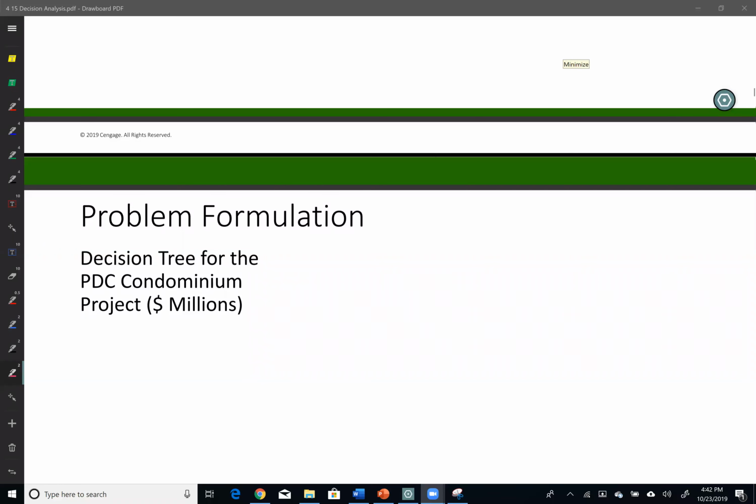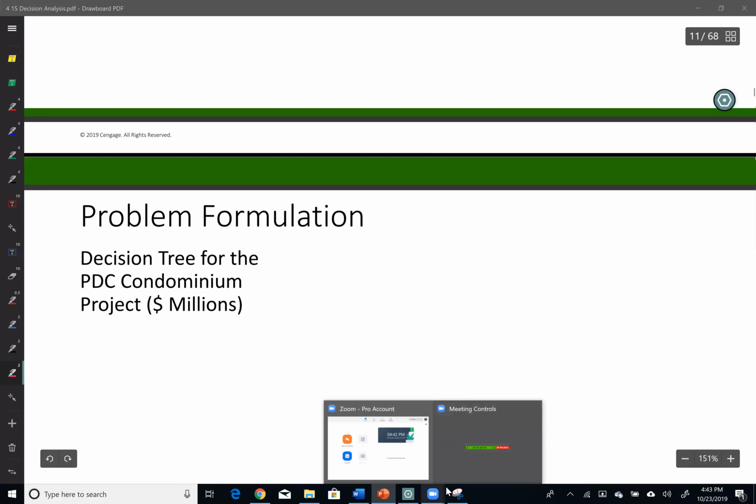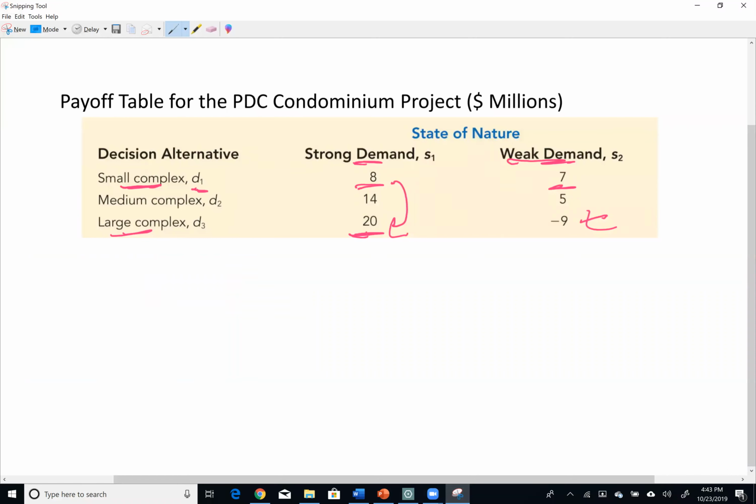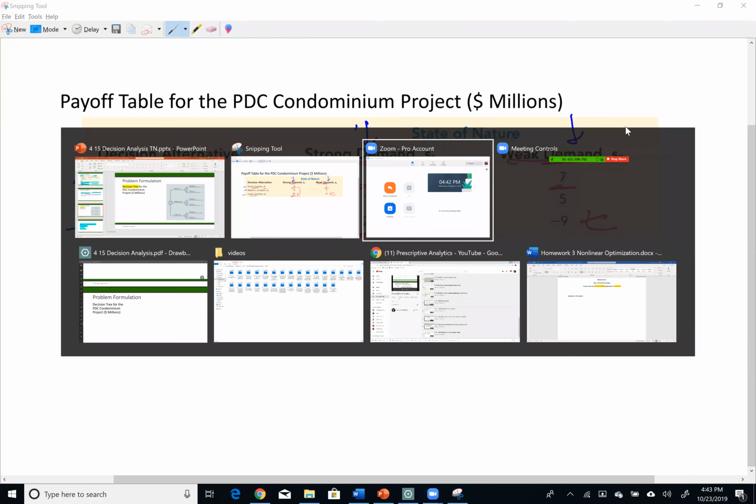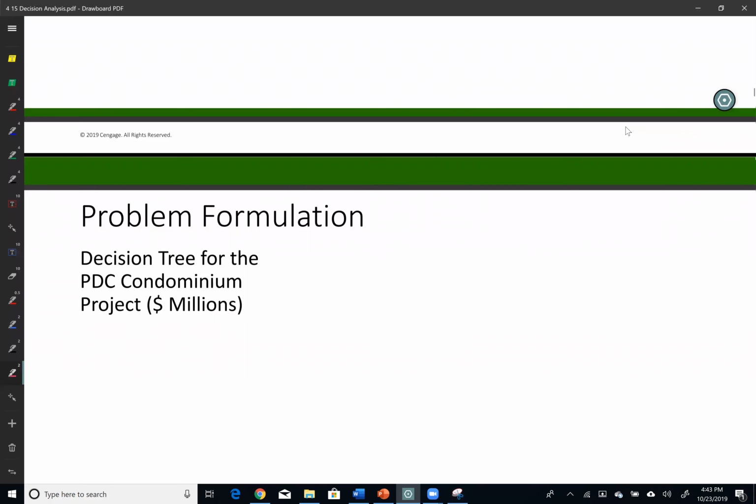In this video, I would like to talk about problem formulation of a decision tree. So if you remember our previous video, we talked about these decisions. Either we will choose small complex, medium complex, or large complex. And these are our three decision alternatives, and there's their chance or state of nature of strong demand or weak demand, and based on those we have the given outcome. So let's draw a decision tree for this model.